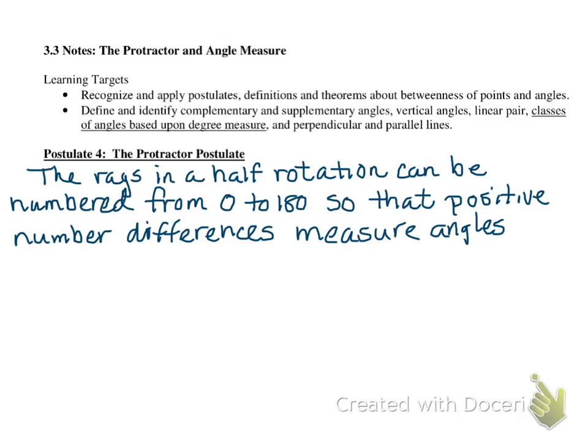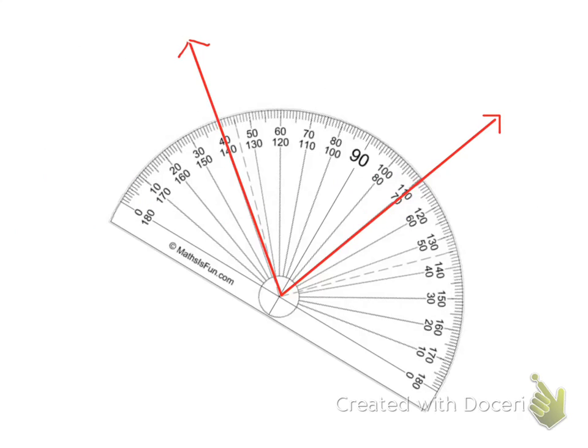So let's look at what that looks like on a protractor. So here are two rays, and I set a protractor up on top of them, and you can see this first one is measuring at 40 degrees if I'm using this outer scale. And it doesn't matter, I could use the inner one too, but I'll use the outer one here. So this one's 40, so that's the coordinate associated with it, and you have to use the same scale. This one's associated with 110 for the outer scale.